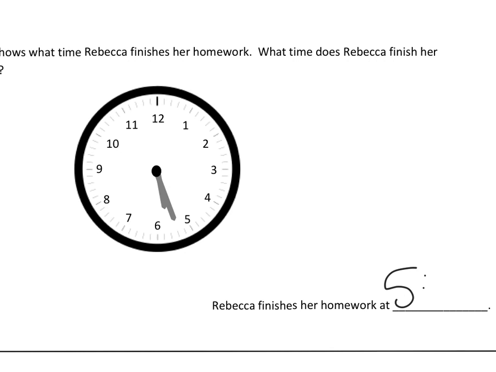Okay, and now I'm going to count by 5s to find my minutes. So I'm going to count by 5s first. 0, 5, 10, 15, 20, 25. And now I'm going to start counting by 1s. 26, 27. So my time is 5:27.